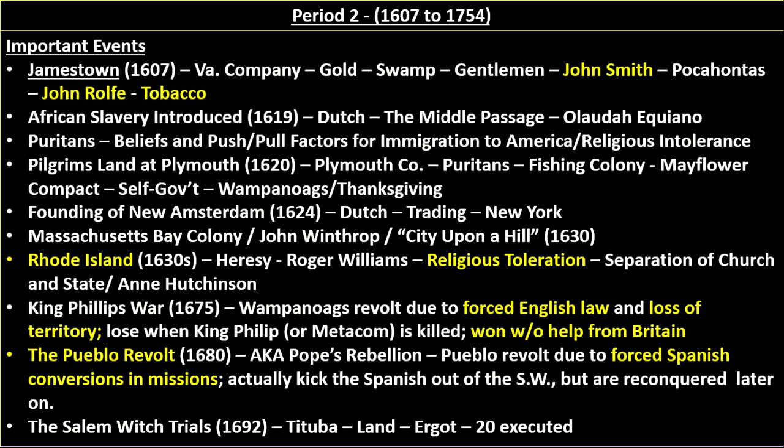We read accounts from Olaudah Equiano describing the horrors of the Middle Passage itself. During this time period, you're also starting to see an increase in Puritanism. Now, Puritans, I like to think of them as the most radical of the radical as far as Christians go.